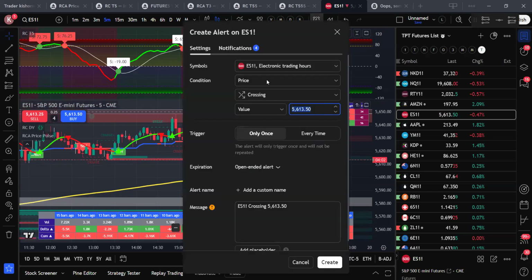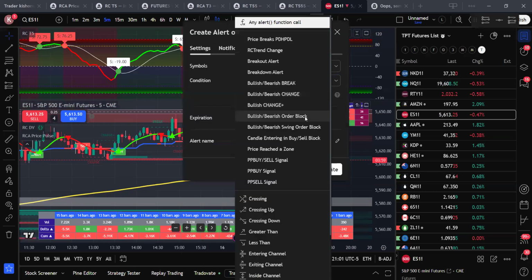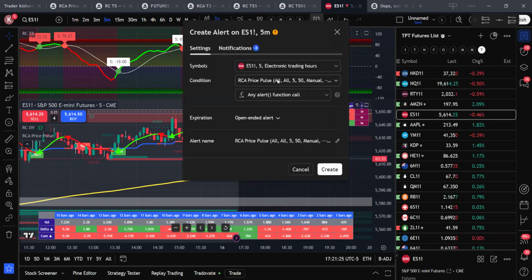Again, within Price Pulse, there are a lot of different alerts which will help you. You have bearish order block, bullish order block, Price Pulse buy, Price Pulse sell, breakdown alert, breakout alert, or trend change when it goes from blue to red or red to blue. All these alerts will help you find out when to enter trades at the right time. So that is one major change.